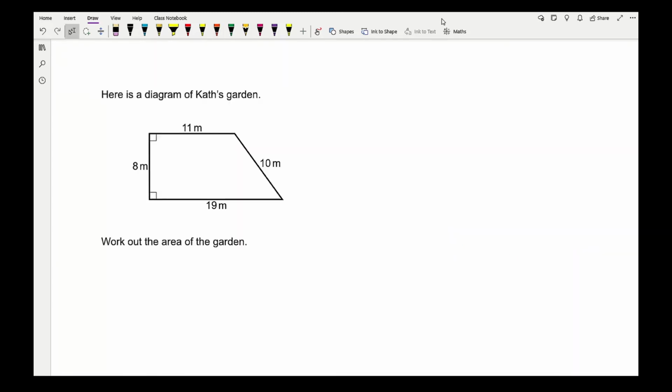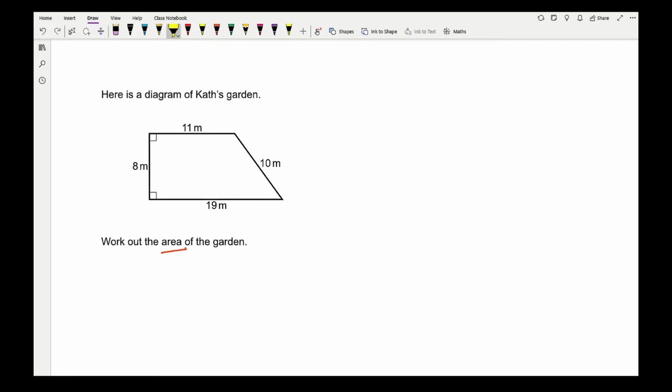So working through this question, it says here is a diagram of Kath's garden, and the question is asking us to work out the area of the garden. Now the key thing I need to look at is, are all the lengths in the same unit? So yes, all the units are the same, so I'm working in meters. The next thing I then need to decide is, well, I've been given all the dimensions of this trapezium, and I just need to work out the vital ones that I need to work out the area.